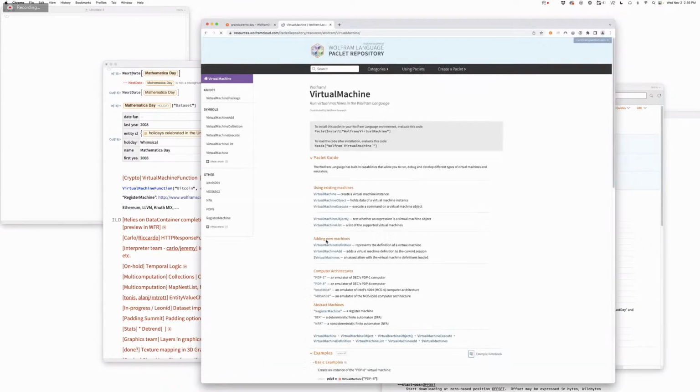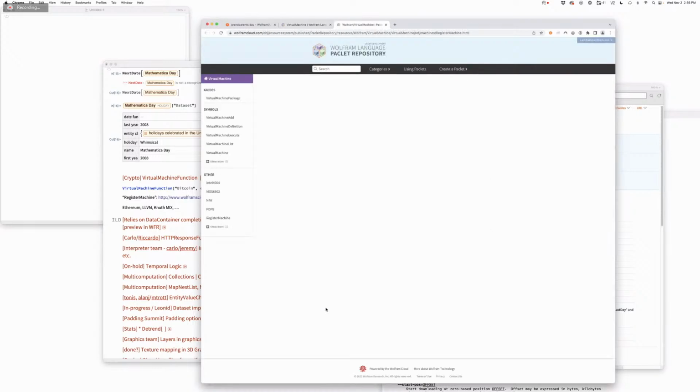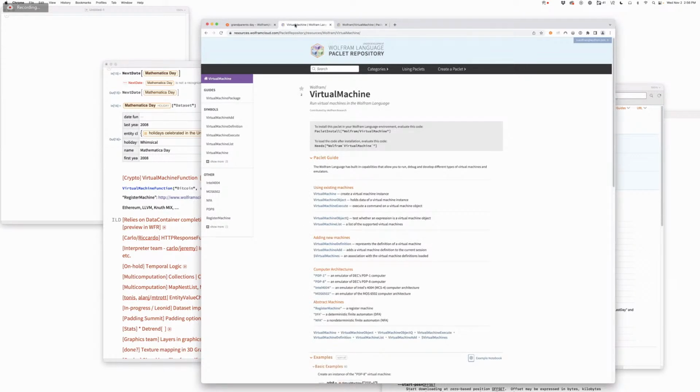All right, so where is it here? Virtual machine. Oh, I'm wrong about it being in the function repository. It's here. But we didn't get the blockchain virtual machines. What happened here? It's just blank. Maybe they didn't write that page. Maybe it doesn't work. This is an early submission to the Packlet repository. I've asked the creator to update it with the most recent tools.